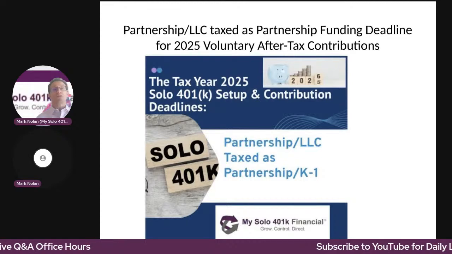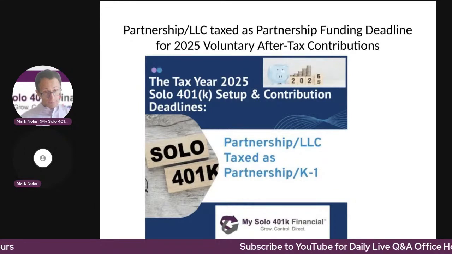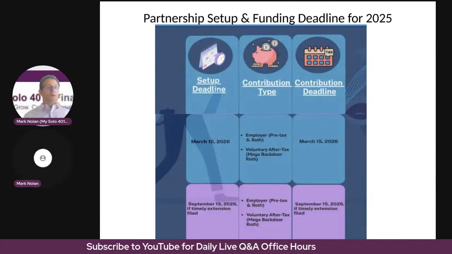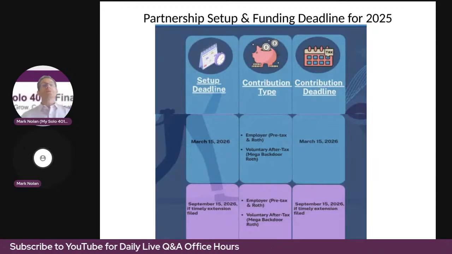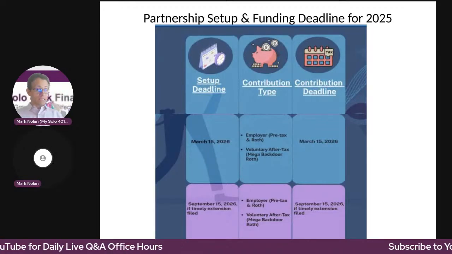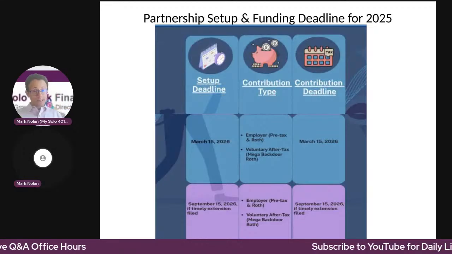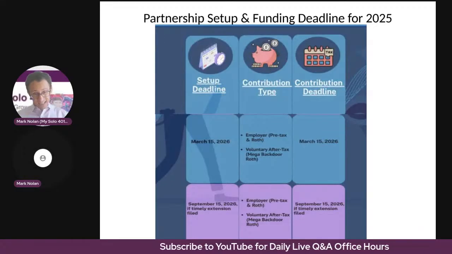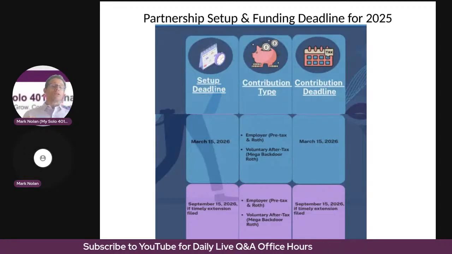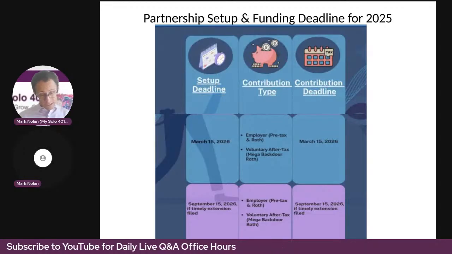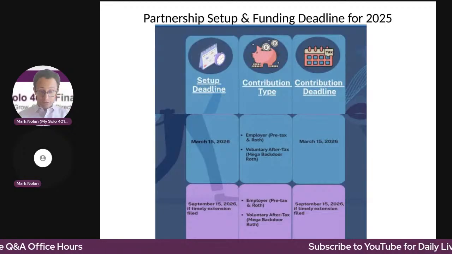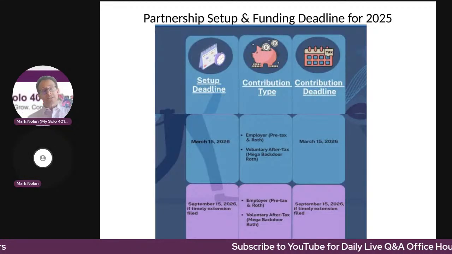If your self-employed business is taxed as a partnership, the deadlines work as follows. If you want to make tax year 2025 contributions and you have not yet opened the plan, and you open the plan here in 2026 by March 15 of 2026, you're going to be able to make both employer profit sharing contributions as well as voluntary after-tax solo 401k contributions.